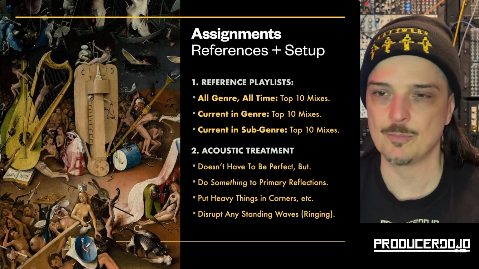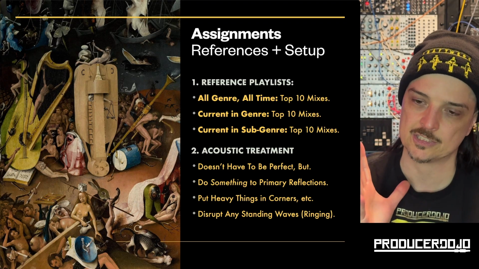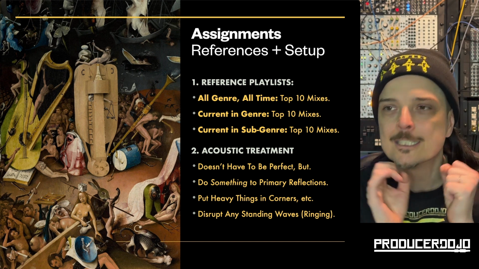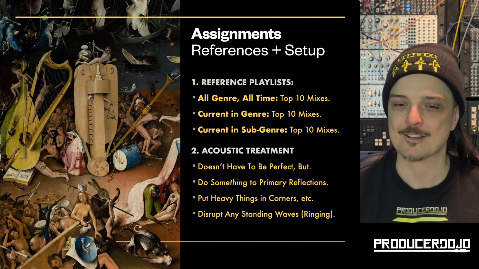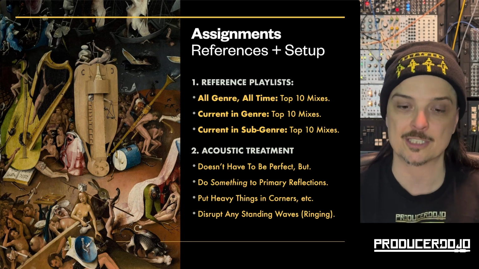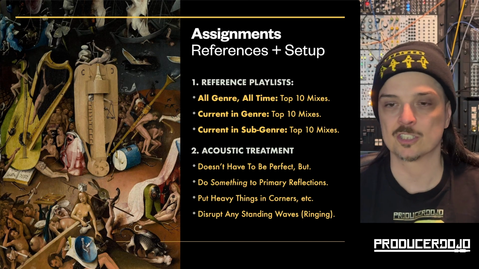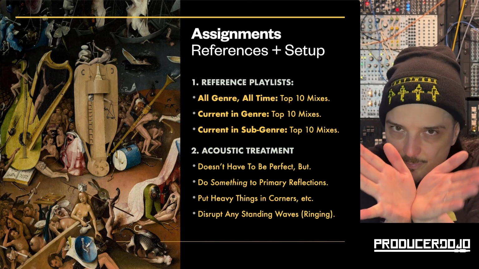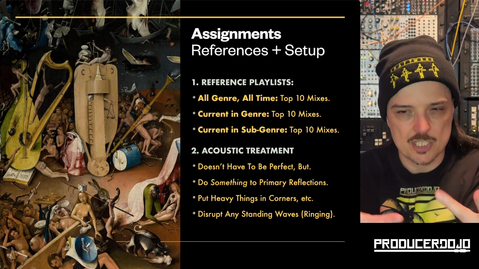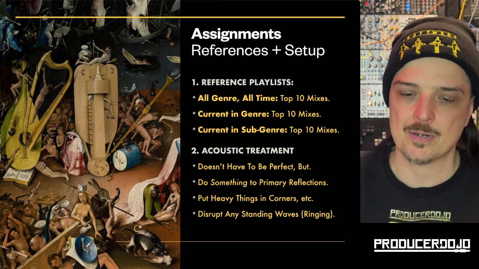And then acoustic treatment, like I said, does not have to be perfect, but you do need to do something to your primary reflections. If you try and do a mixing course and you haven't done anything to your primary reflections, I don't know what to tell you. So you've got to do something there. The more absorption, the better at the primary reflection points. Put some heavy things in your corners. Break up the corners, like have some kind of an object to stop there being a corner. The heavier, the better. The more porous, the better. The more layers, the better. You want it to just soak up that vibration, mass dampers.